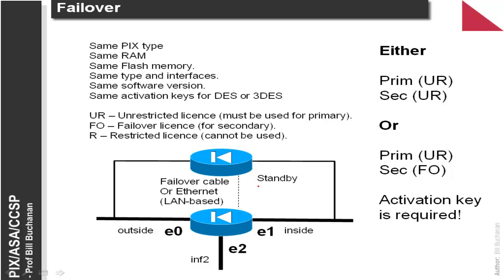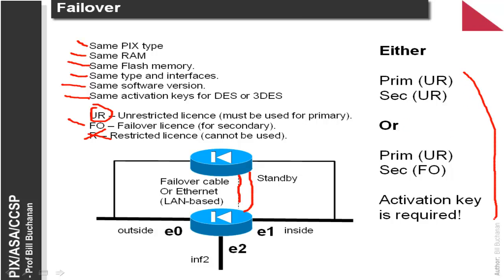With failover, we typically either have an Ethernet connection, which is LAN based, or we can have a special cable called a failover cable that detects the traffic over the firewall. And typically we have the same PIX/ASA type, same amount of RAM, same flash memory, same types of interfaces, same software version, and the same activation keys. We also need an unrestricted license and a failover license for the secondary. Unfortunately, a restricted license cannot be used.